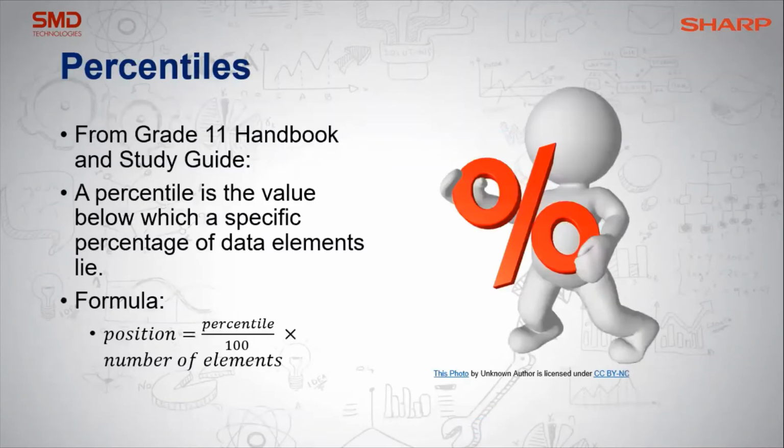So the next thing that we need to look at is percentiles. From Kevin Smith's grade 11 handbook and study guide, a percentile is the value below which a specific percentage of data elements lie. So our position is your percentile. Say we want the 40th percentile, it would be 40 over 100 times however many data points there are.